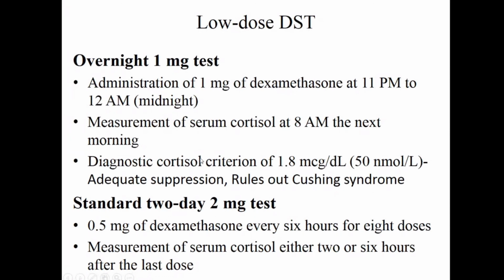So you give dexamethasone at night, and if you measure the cortisol in the morning and it is low, you know that the patient is not having Cushing syndrome. That means, as the name suggests, dexamethasone suppression test. What is it supposed to suppress? It is to suppress cortisol secretion. If the cortisol secretion is low, that means it is adequately suppressed, so it is not Cushing. Because in Cushing syndrome, if the patient has the disease, irrespective of whether you give dexamethasone or not, the cortisol level will remain.